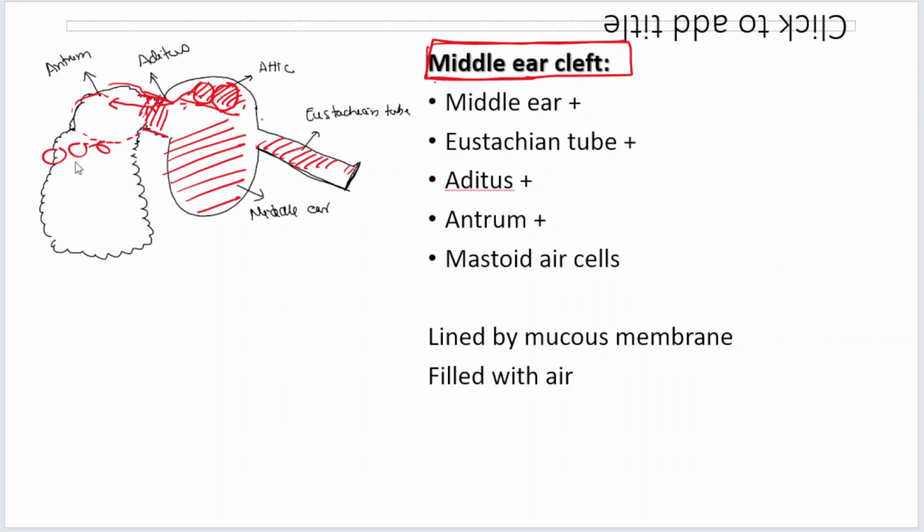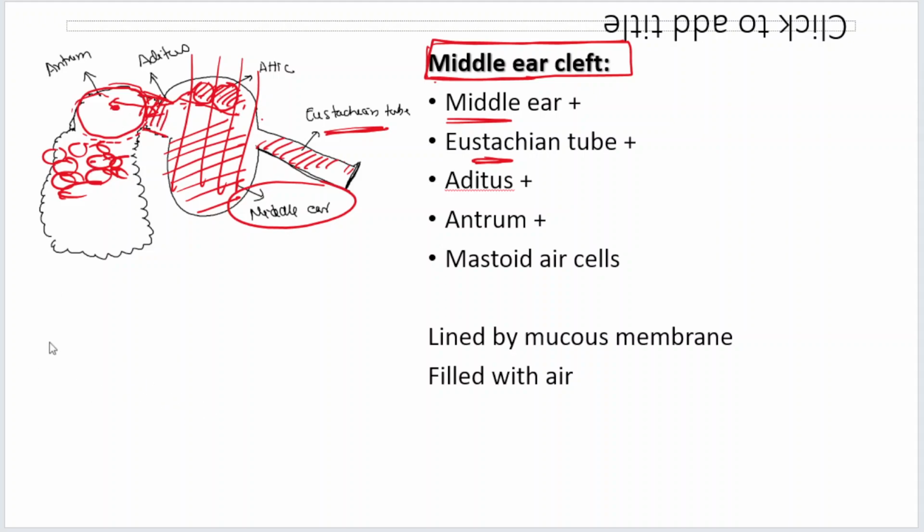So these are all mastoid air cells. And this is the antrum. That is the largest air cell. Okay. So what is the middle ear cleft? The middle ear cleft includes the middle ear and the eustachian tube. The attic is a part of the middle ear. Then it includes the aditus, antrum, and the mastoid air cells.